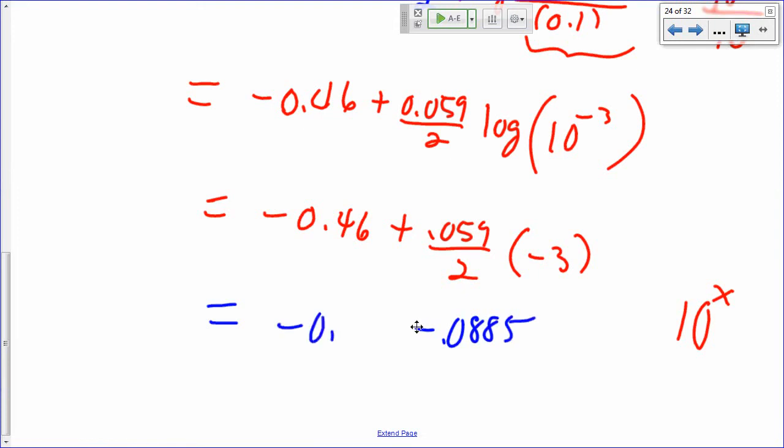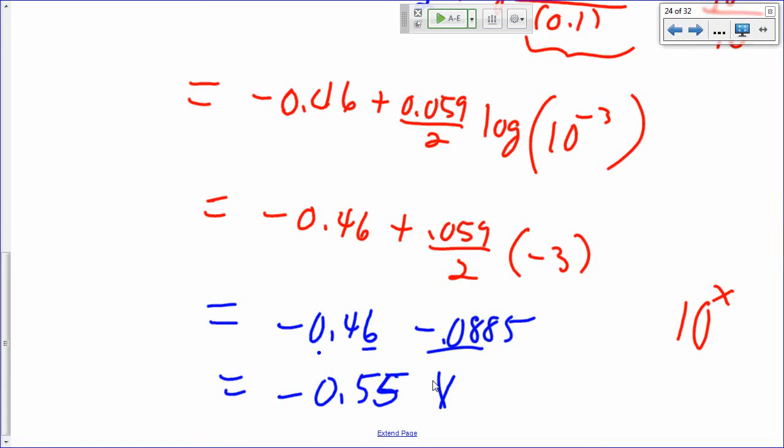And this is negative 0.46. So just keep those sig figs there. So even more negative, negative 0.55 volts. Even less spontaneous. So the reverse would be even more spontaneous. If the forward reaction is non-spontaneous, that means the reverse is spontaneous.